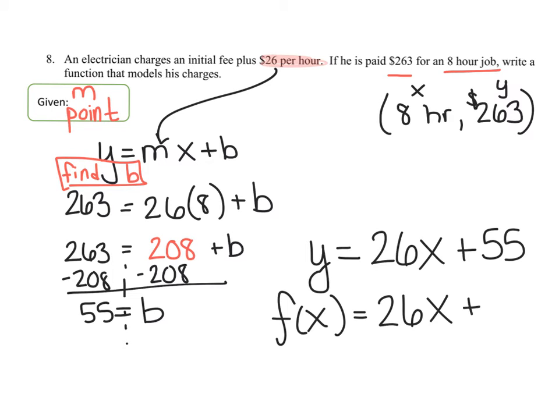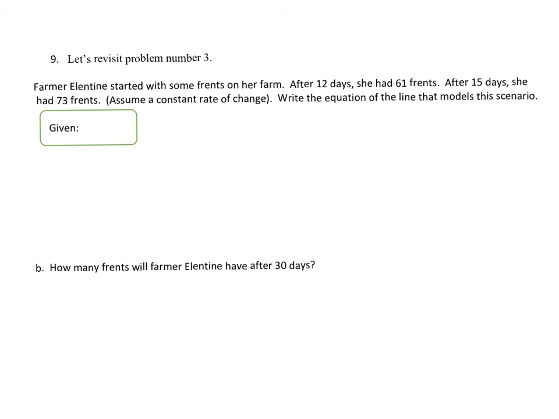In number 9, we're going to revisit a problem we already did, this Farmer Ellentine one. These beautiful problems from Get More Math. Farmer Ellentine started with some friends on her farm. After 12 days, she had 61 friends. After 15 days, she had 73 friends. Assume a constant rate of change. Write the equation of the line that models this scenario.